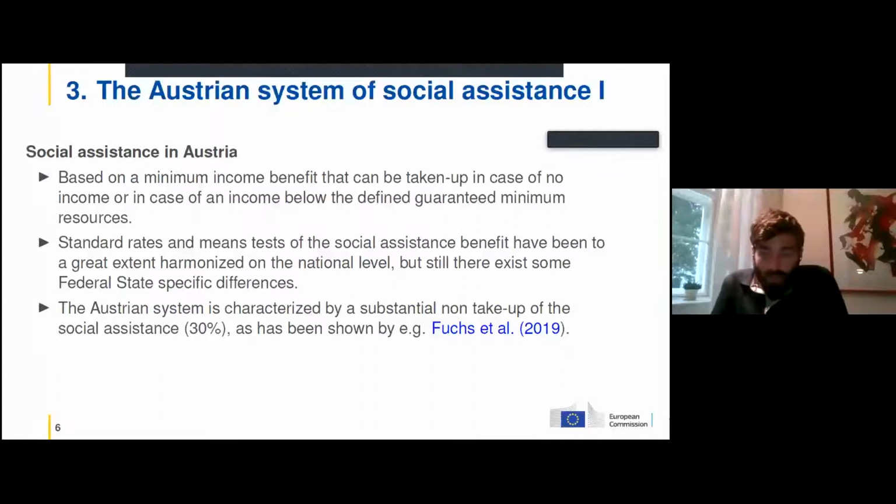As I told you, I wanted to give you a brief overview of the social assistance system in Austria. What I'm going to present to you now is just the standard system that is still in place. The values might have changed a bit because I'm using the ones of 2018, when the reform was implemented. But in general, social assistance in Austria is based on a minimum income benefit that can be taken up in case of no income, but also in case of an income below the defined guaranteed minimum resources.